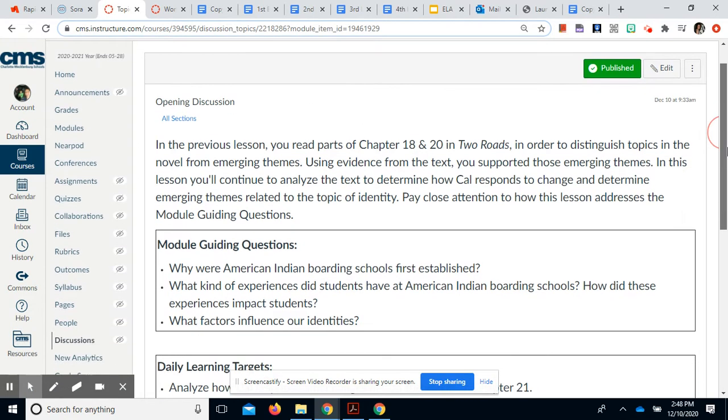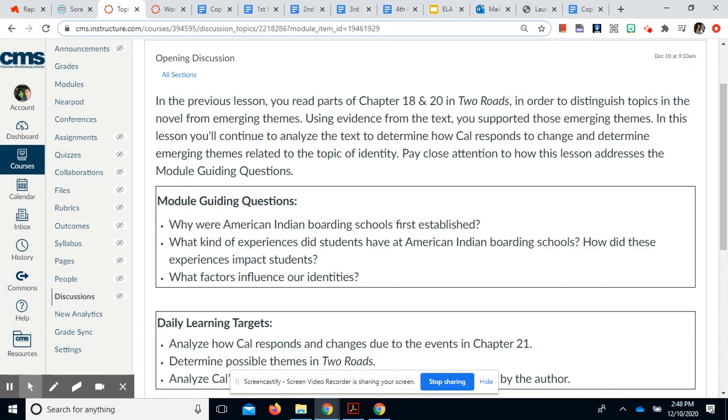In the previous lesson, you read parts of chapters 18 and 20 in Two Rows in order to distinguish topics in the novel from emerging themes. Using evidence from the text, you supported those emerging themes. In this lesson, you'll continue to analyze the text to determine how Cal responds to change and determine emerging themes related to the topic of identity. It says, pay close attention to how this lesson addresses the module guiding questions.